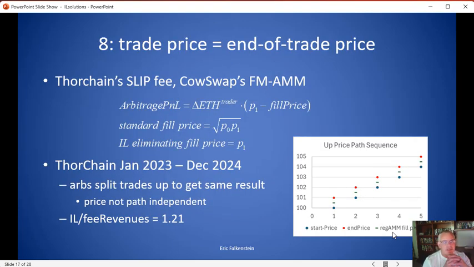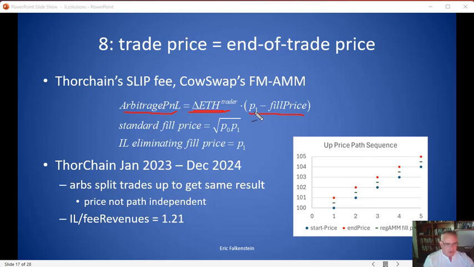So another solution is this: trade price equals end of trade price. Thorchain and CowSwap have something like it, they have different names for it. But the whole idea here is, the arbitrage P&L, which is the inverse of the impermanent loss, is how much ETH you traded. Here I'm using an example of ETH, USDC. I like to just use ETH as an example all the time. But anyway, it's the quantity that he trades times the amount he moves the price.